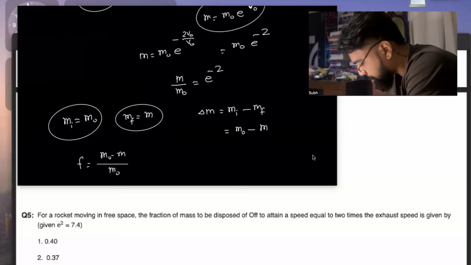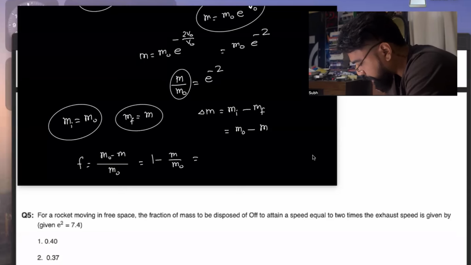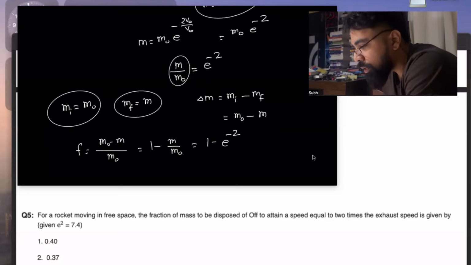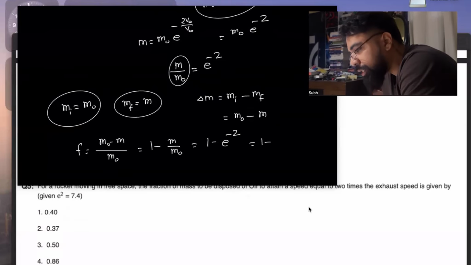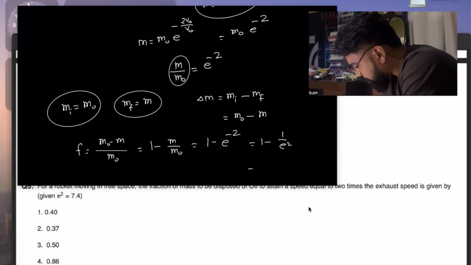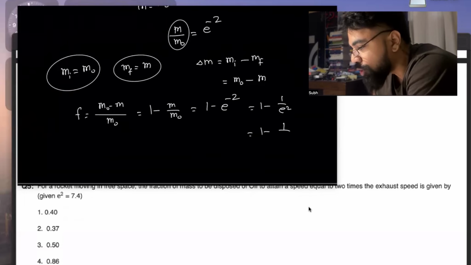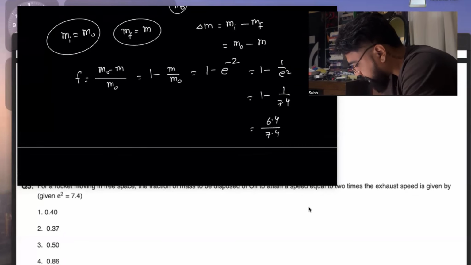This ratio is asked. So the answer is 1 minus m/m naught. But the value of m/m naught is e to the power minus 2. So the answer is 1 minus e to the power minus 2. Okay. So now just put the data, which is 1 minus 1/e squared. So this means 1 minus 1 by, and you can see that in the question e squared is given as 7.4. So you put the data here, 7.4. So this data I'm getting as 6.4/7.4, right?